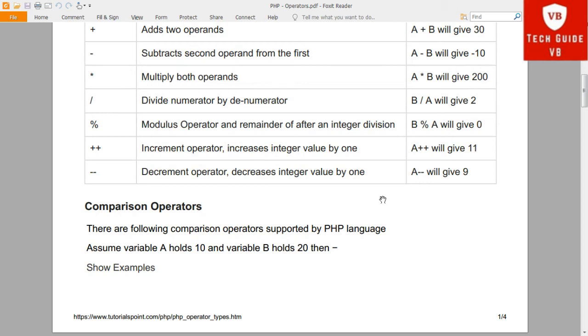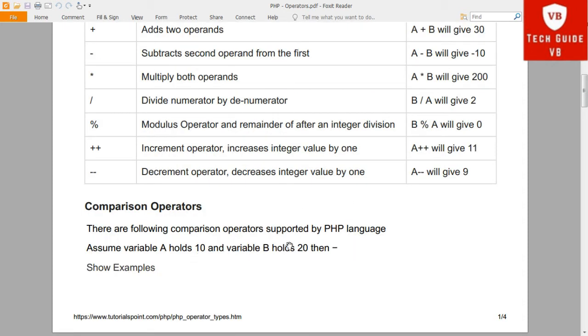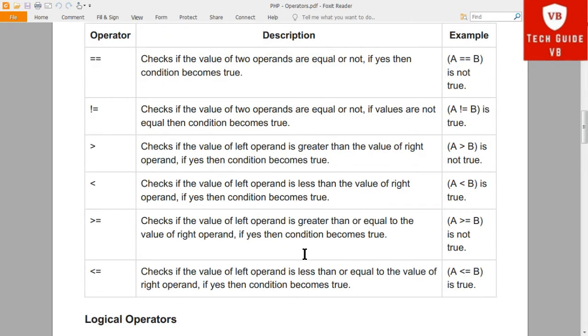Then the second type is comparison operators, in which we will compare two operands. There are the following comparison operators supported by the PHP language. Assume variable A holds 10 and B holds 20. Then the first operator in comparison is exactly equal to, that is double equal to. This checks if the values of two operands are equal or not. If yes, then the condition becomes true. Example, A == B is not true.